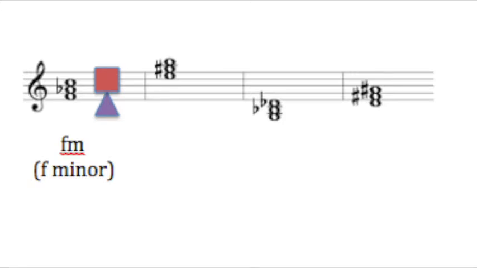Now let's take a look at some examples. I have done the first one for you. When you go to identify triads, you first must determine the size of the intervals between the pitches.